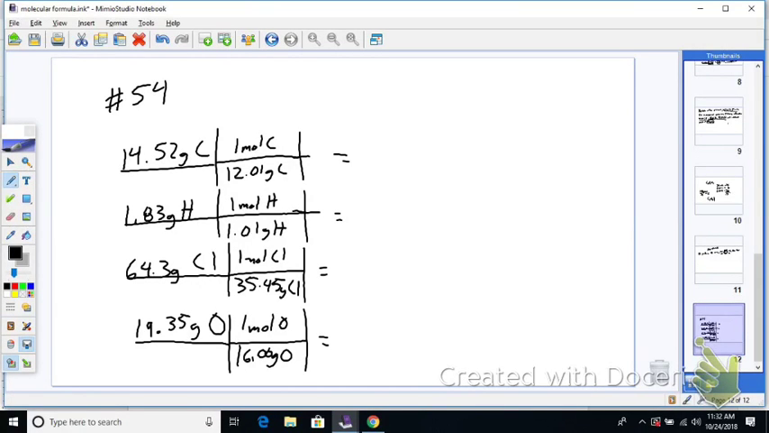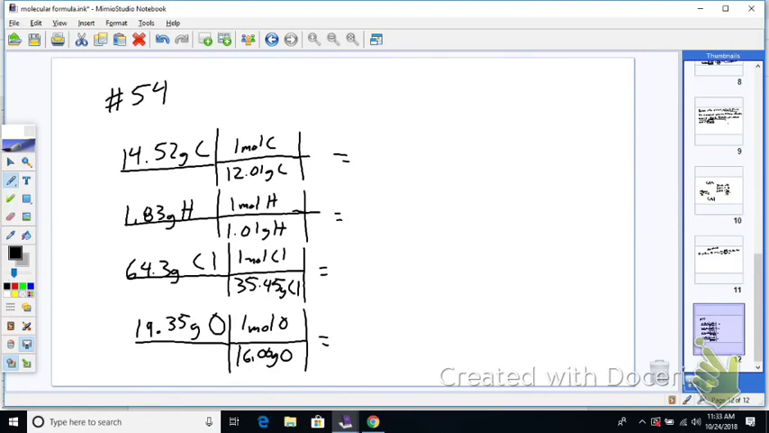Okay, so this is problem 54 in your notes that you're doing. And so we changed the percentages to grams, and then we just have to figure out the number of grams that we would have in each one. So that's what we're going to go ahead and do real quick here so that we got it.